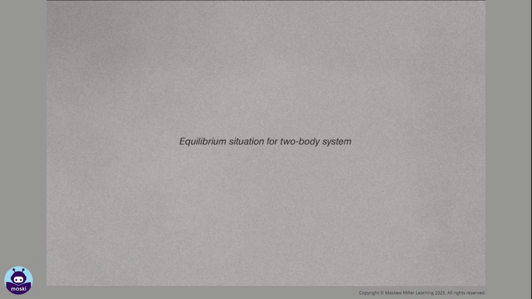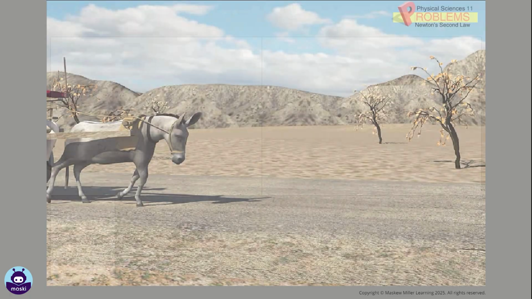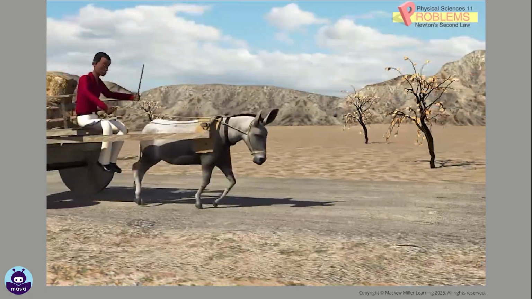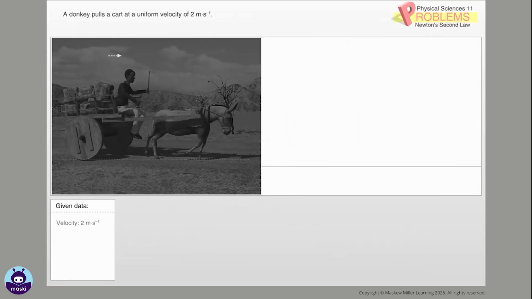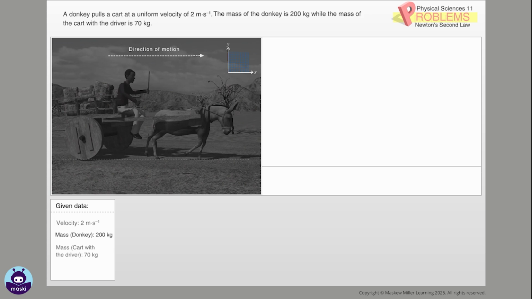Equilibrium situation for two-body system. A donkey pulls a cart at a uniform velocity of 2 meters per second. The mass of the donkey is 200 kilograms, while the mass of the cart with the driver is 70 kilograms. The donkey applies a force of 1000 newtons to the right.